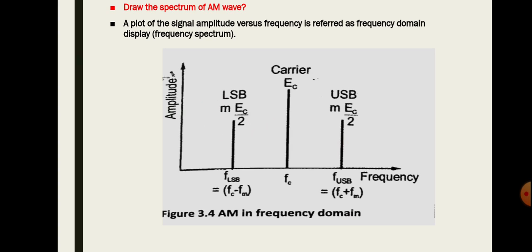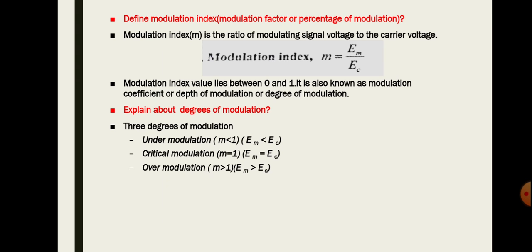Actually, a spectrum is indicated by drawing the frequency components in the wave, and we mark the frequency along the x-axis and amplitude along the y-axis, and we mark the frequency components. So in the case of an amplitude modulated wave, there will be 3 frequency components.